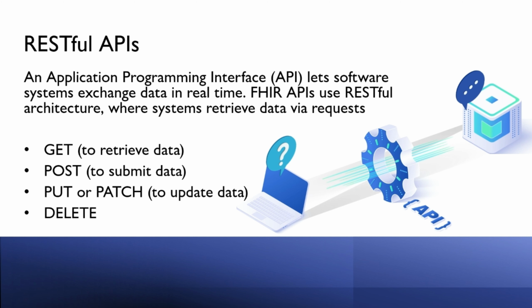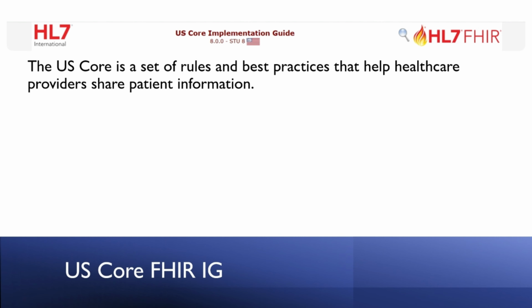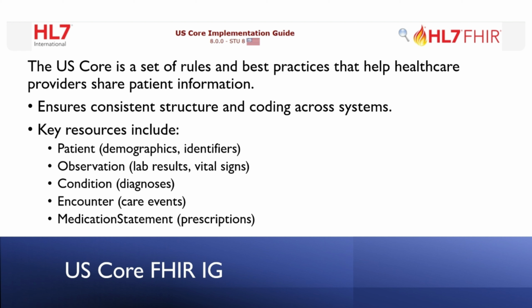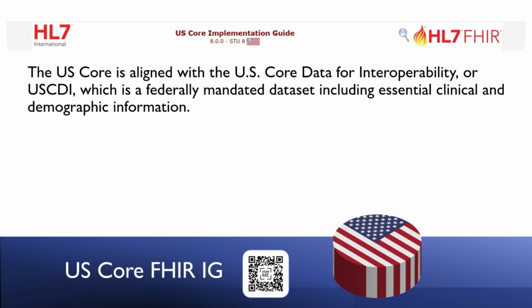To ensure consistency across systems, most certified EHRs in the United States implement FHIR APIs based on the U.S. Core Implementation Guide. U.S. Core defines how key FHIR resources, such as patient, observation, condition, encounter, and medication statement, should be structured and queried. These definitions align with the U.S. Core Data for Interoperability, or USCDI, which is a federally mandated dataset of essential clinical and demographic information.